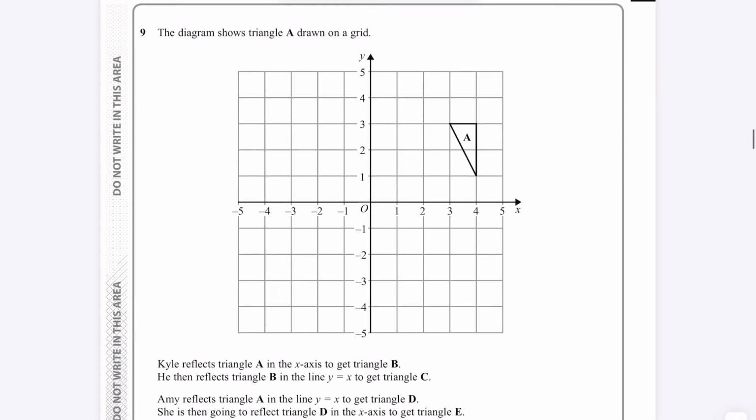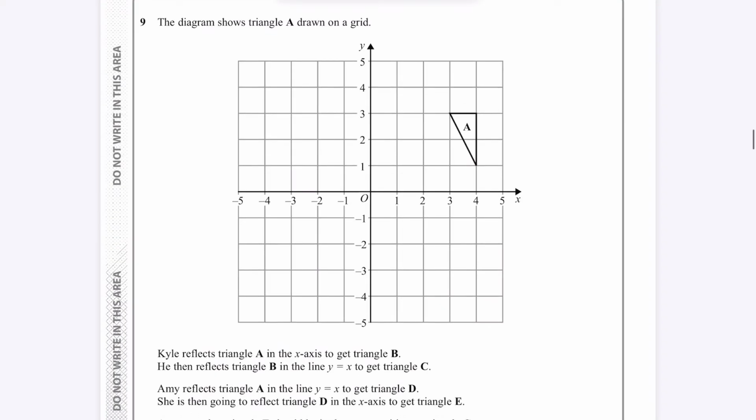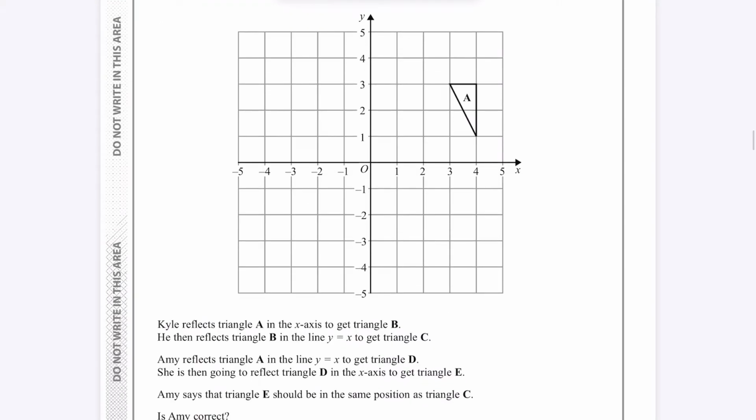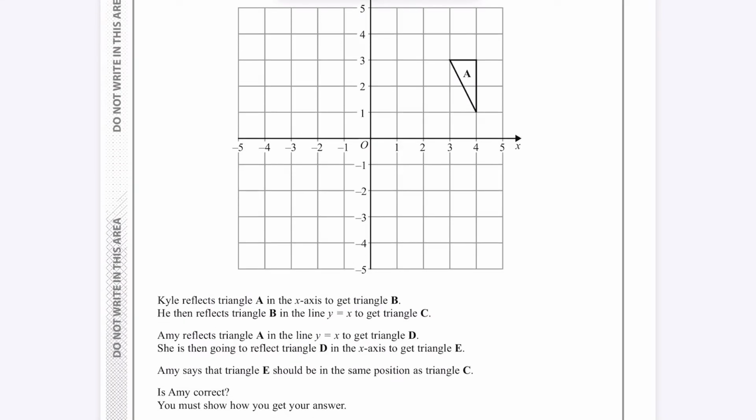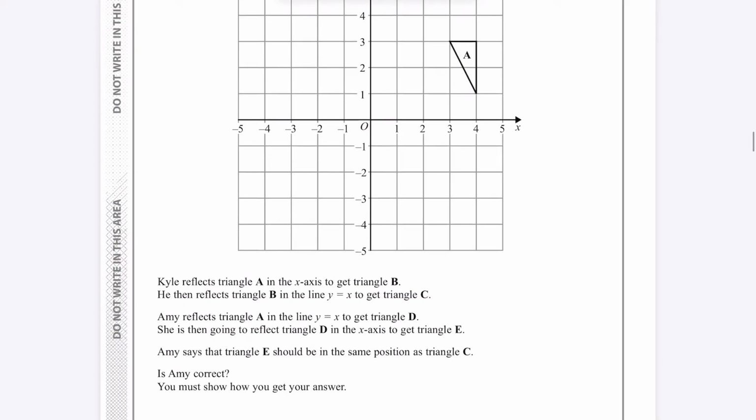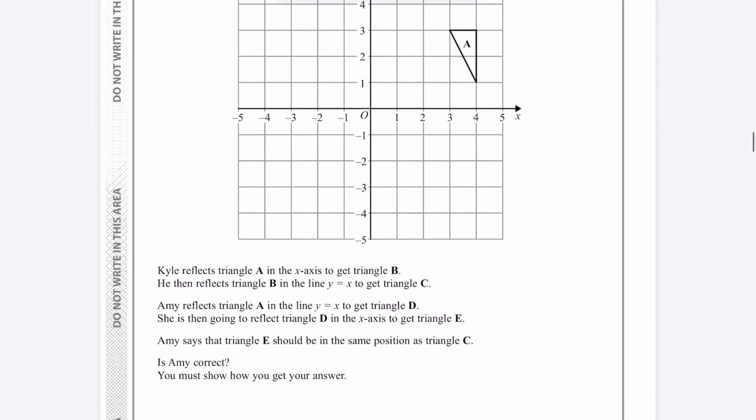The diagram shows triangle A drawn on a grid. Carl reflects triangle A in the x-axis to get B. He then reflects B in the line y is equal to x to get C. Amy reflects triangle A in the line y is equal to x to get D. She then goes on to reflect D in the x-axis to get E. Amy says that E should be in the same position as C. Is Amy correct? You must show how you get your answer.